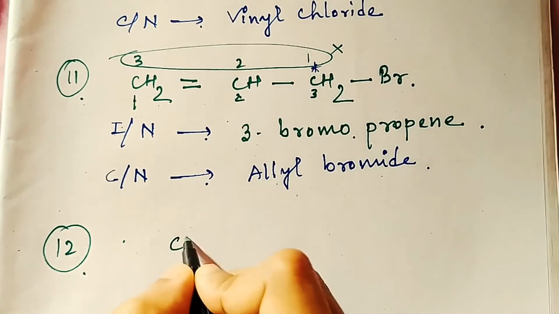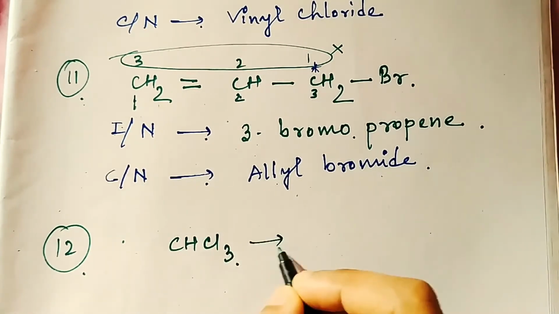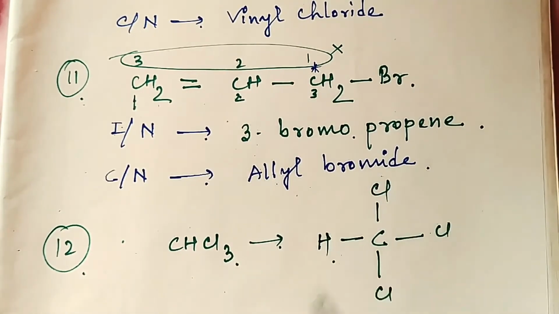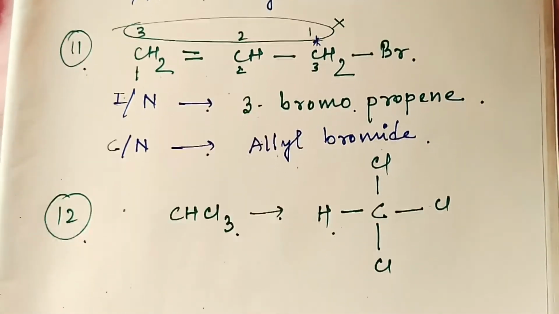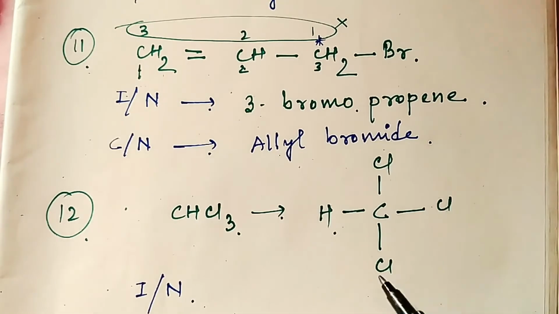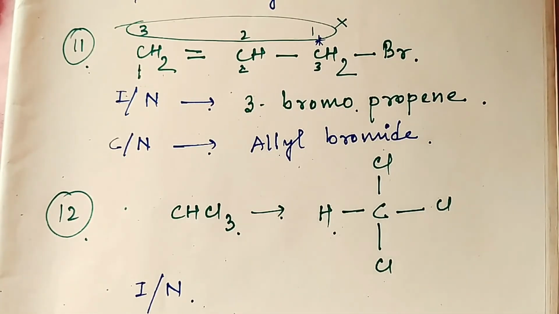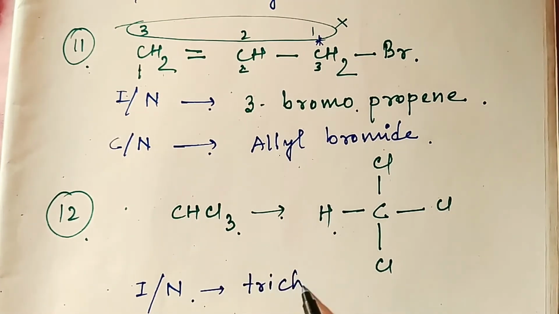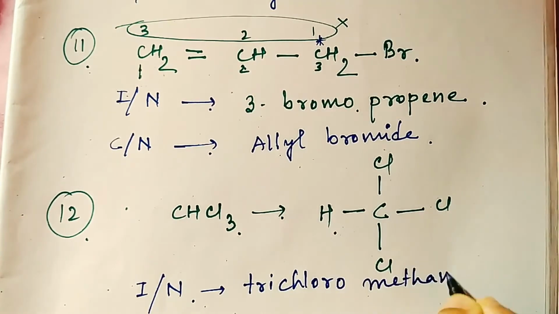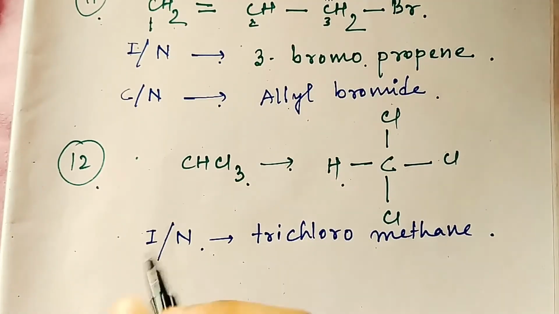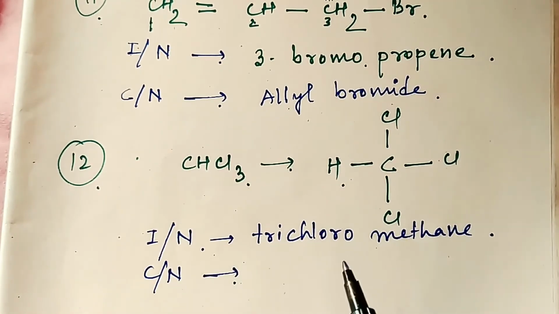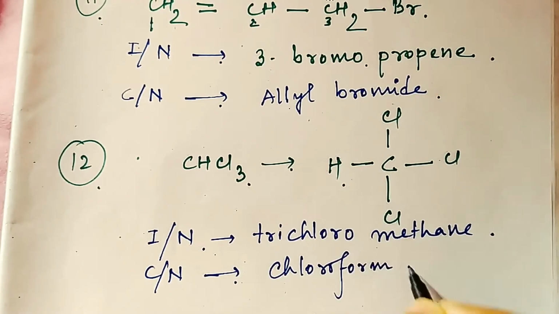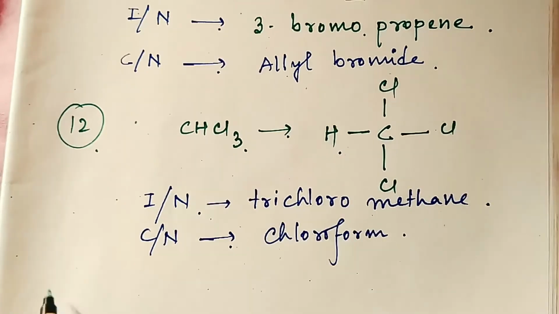Now next, CHCl3. You can write this structure also like this way, 3Cl, right, and 1 hydrogen, like this way. So what is the IUPAC name? Only 1 carbon, right? So methane, 3 chlorine, trichloromethane. Now come to the common name. The common name is chloroform. Many of you have heard this name, chloroform.